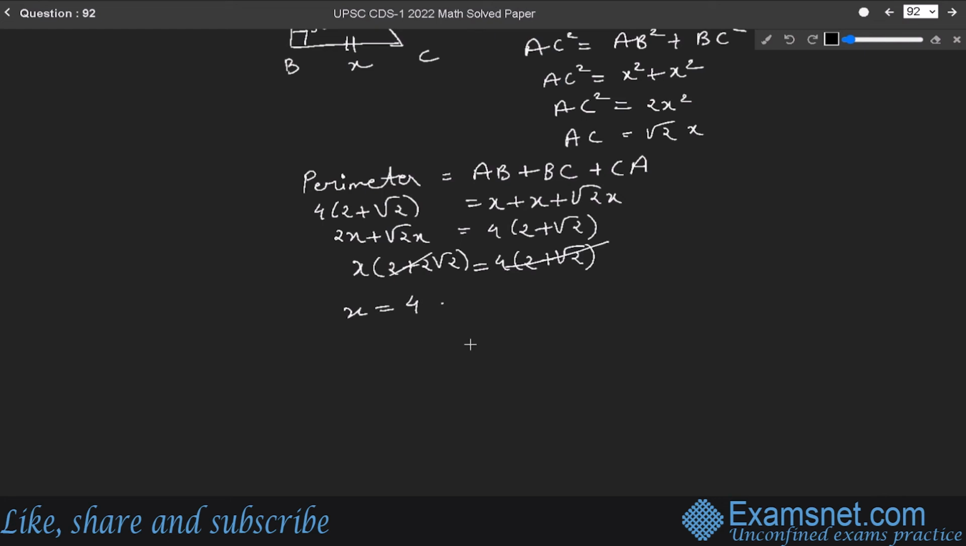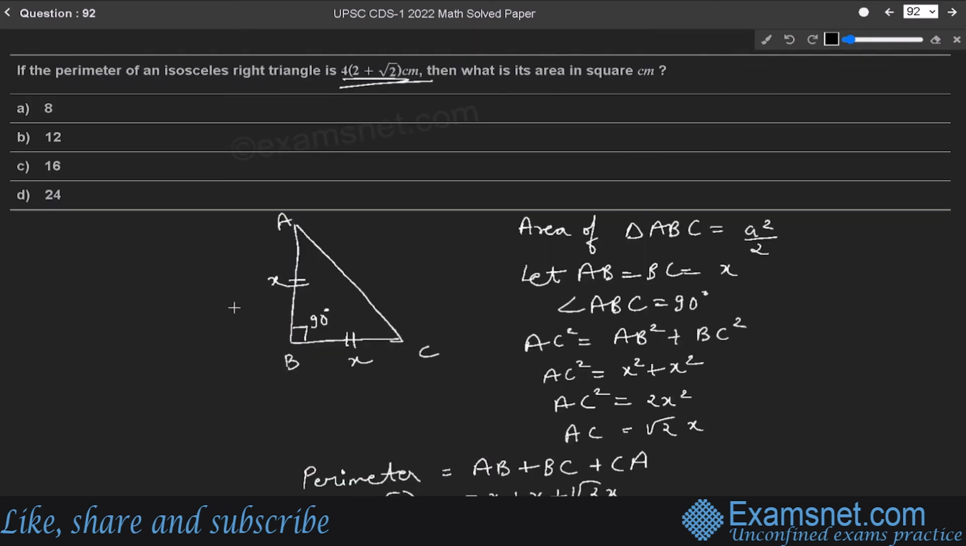Since x is equal to 4, now we can find the area for the given isosceles right triangle. And we know that the area is a square upon 2. So it will be 4 square upon 2, which is 16 upon 2, which will be 8. So the area of the given right angled isosceles triangle is 8. This was a very simple question. We just have to use the basic concepts here. And the correct option for this question is option number A.